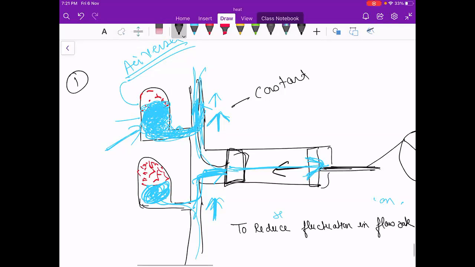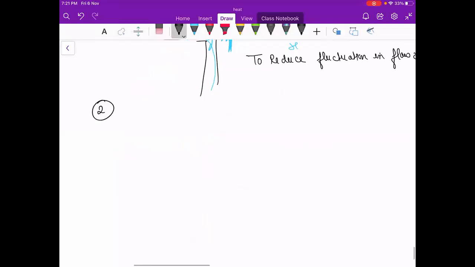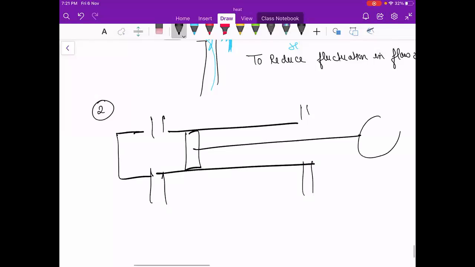Or what we can do to reduce the fluctuation. Suppose this is like this. Your piston is going, so you can give, suppose, like this and this. There will be two inlets and outlets. It is connected to your crank. So what will happen when this piston is moving back, it is also filled with the liquid, so liquid will go here. When it goes forward, the liquid goes from here.